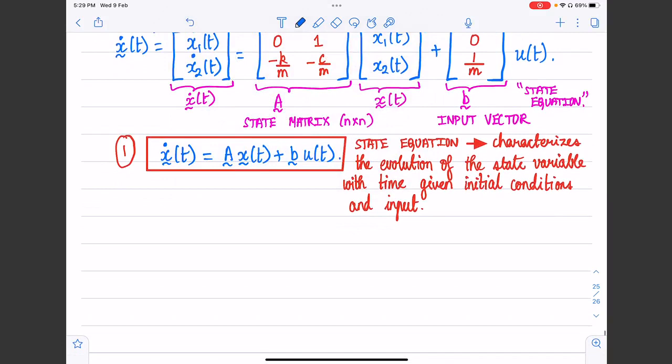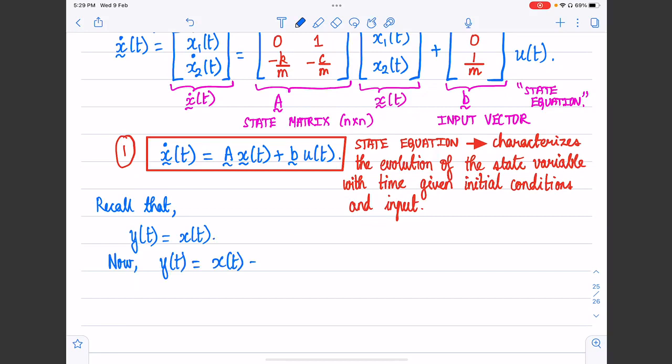The output y of t will be equal to, let's say we consider the displacement. We know that the output is displacement, right? So recall that y of t is x of t. But now, what is x of t? x of t is nothing but the first state variable, right? So even the output we need to write in terms of the state vector and the input. That's what we are going to do.